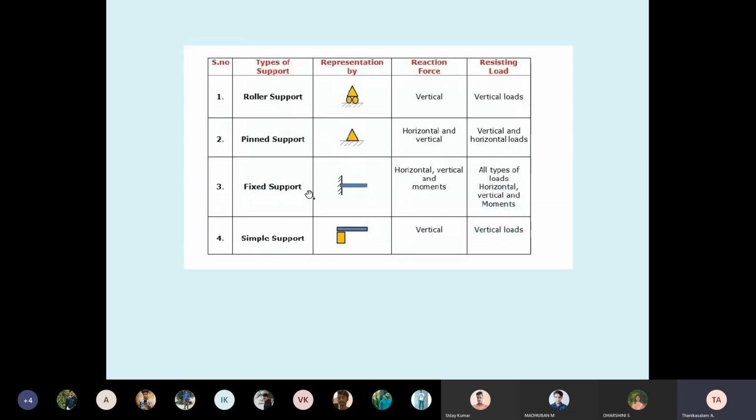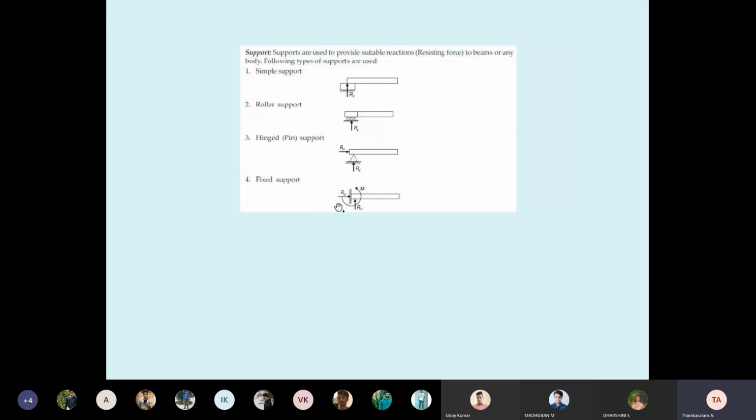Then fixed support. We know we fix a hanger on the wall, like a nail on the wall. That is called fixed, the strongest support. It gives two reactions, horizontal and vertical, and a couple moment. Rx is the horizontal reaction, Ry the vertical reaction, and M means couple moment. Suppose you are standing on the edge and it starts turning, the support will oppose that.